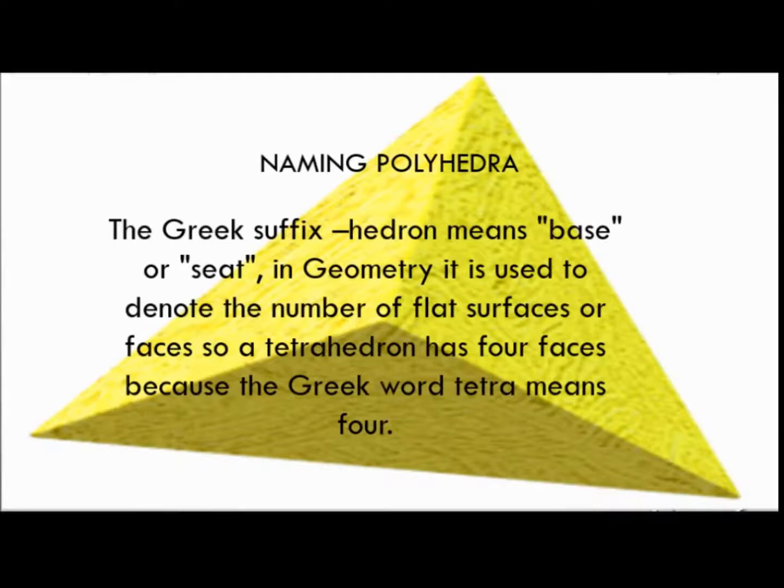The Greek suffix hedron means base or seat. In geometry, it's used to denote the number of flat surfaces or faces. So a tetrahedron has 4 faces because the Greek word tetra means 4.